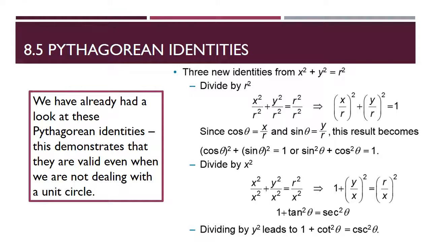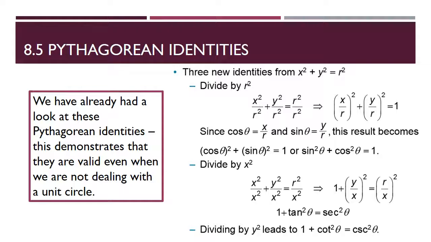We've really already looked at these identities. This is demonstrating that they're valid even when we're not dealing with a unit circle. So we've got a circle of radius r, so x squared plus y squared equals r squared. If we divide everything by r squared, we get x over r squared plus y over r squared equals 1. Well, cosine is x over r, sine is y over r. So this just proves that Pythagorean identity of sine squared plus cosine squared equals 1.